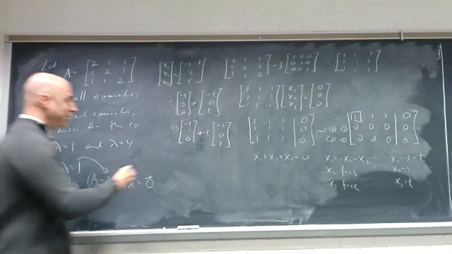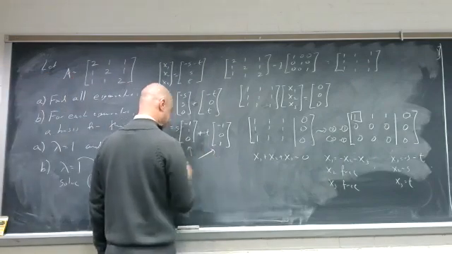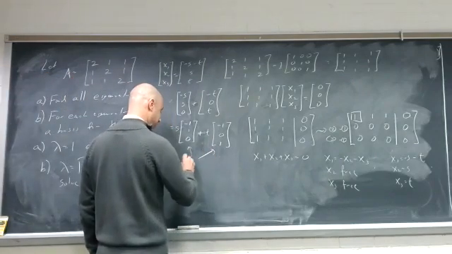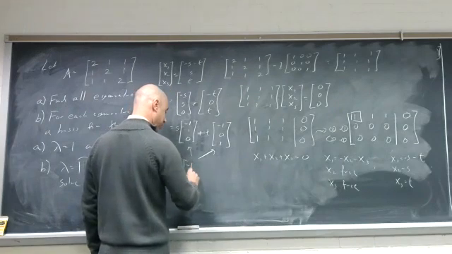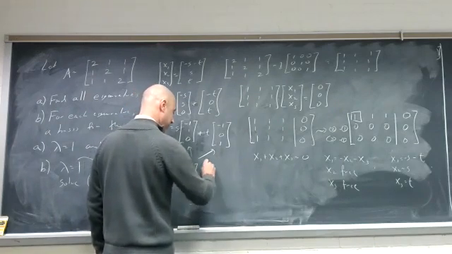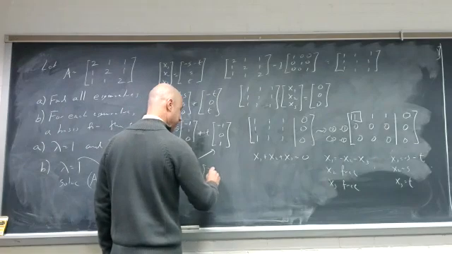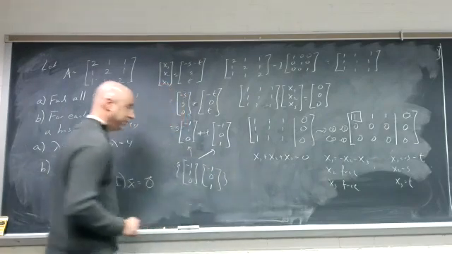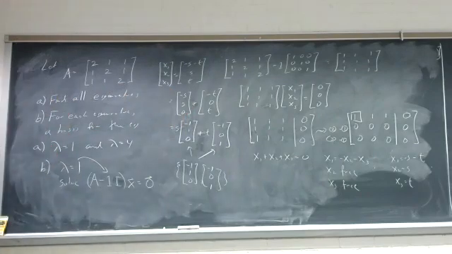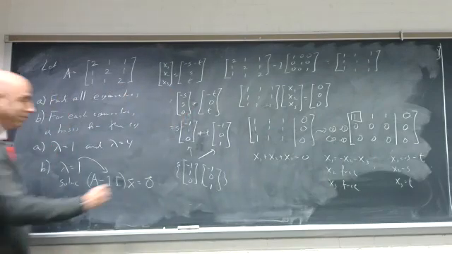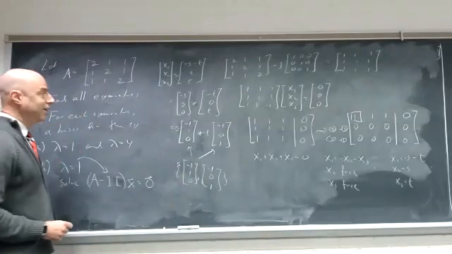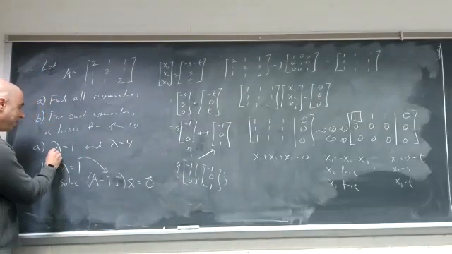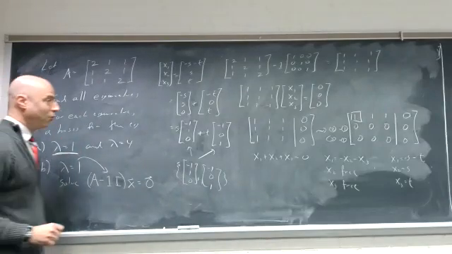And here is my basis for my eigenspace. So my basis is going to be minus 1, 1, 0 and minus 1, 0, 1. That's my basis for the eigenspace with lambda equals 1.